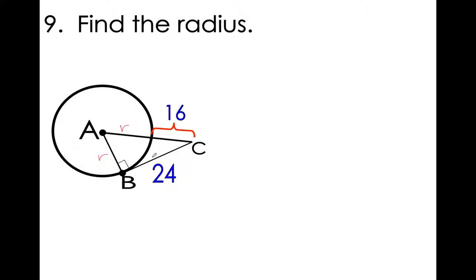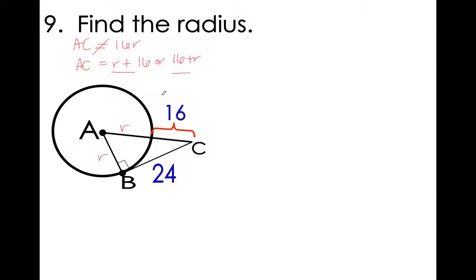So let's think back to what we've been doing. We've been setting the problem up the exact same way every single time: leg squared plus leg squared equals hypotenuse squared. Let's make sure we understand something. Leg AC is a combination of R and 16. I can't say AC is equal to 16R. That is not true. But I can say that AC is equal to R plus 16, or 16 plus R. Either way, I get the same answer.